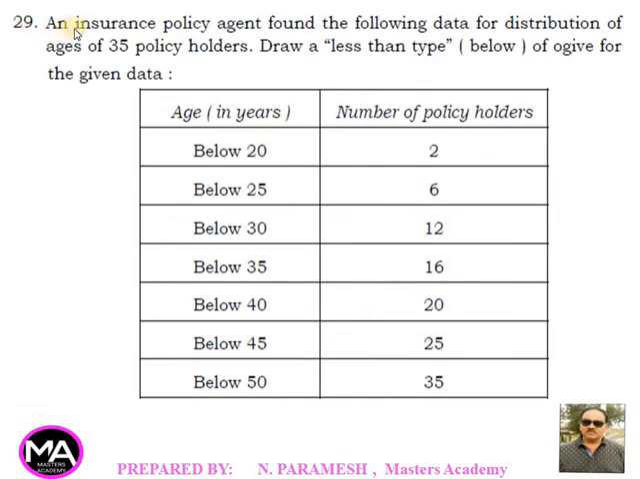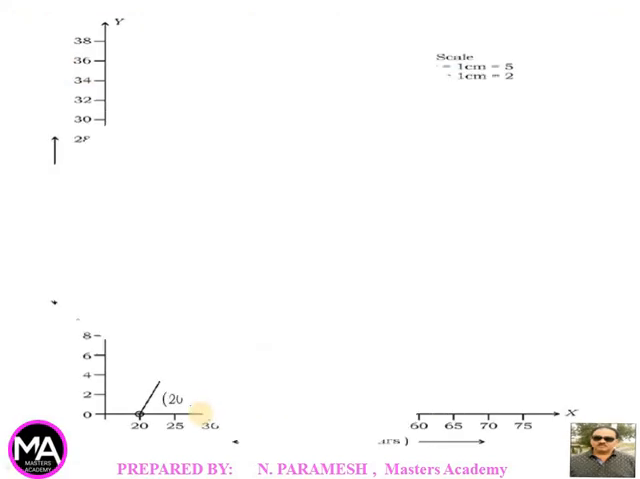29th question, an insurance policy agent found the following data for distribution of age of 35 policy holders. Draw a less than type of ogive for the given data. Age in years, number of policy holders: below 20, 2; below 25, 6; below 30, 12; below 35, 16; below 40, 20; below 45, 25; below 50, 35.